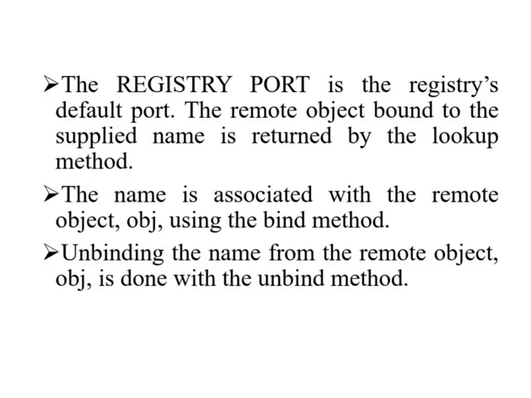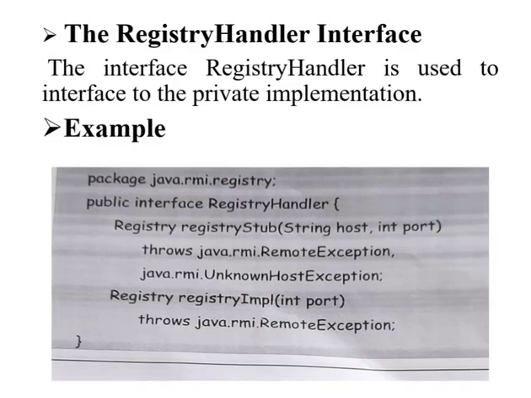The next type of interface is the RegistryHandler interface. The RegistryHandler interface is used to provide the implementation. Let us consider the example program. Package java.rmi.registry; public interface RegistryHandler { Registry registryStub(String host, int port) throws java.rmi.RemoteException, java.rmi.UnknownHostException; Registry registryImpl(int port) throws java.rmi.RemoteException; } This is an example program that represents the RegistryHandler interface.